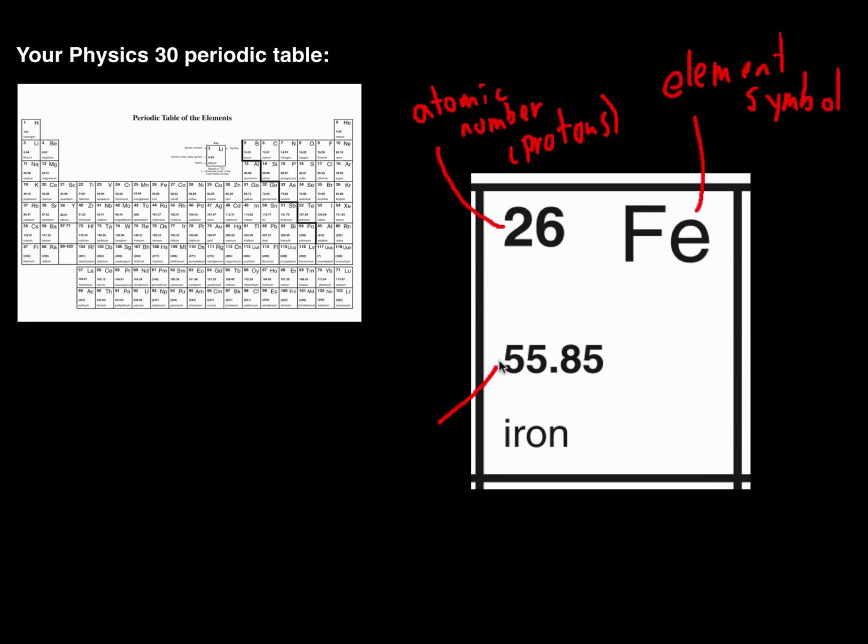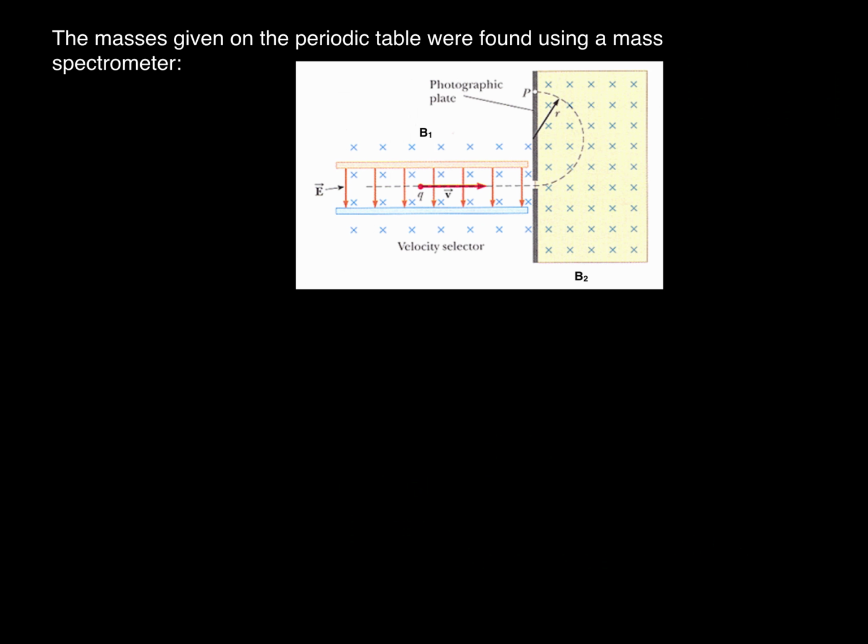You might have heard of this as the atomic mass, or in some cases, the number of grams per mole for the element. In physics, the atomic mass is the average mass of the nucleus in atomic mass units. The masses given on a periodic table were found using a mass spectrometer. A simple mass spectrometer consists of a velocity selector, which selects ions of a particular velocity, so the velocity is known, and an ion separator region, which allows the particles at a velocity to travel with a circular path.